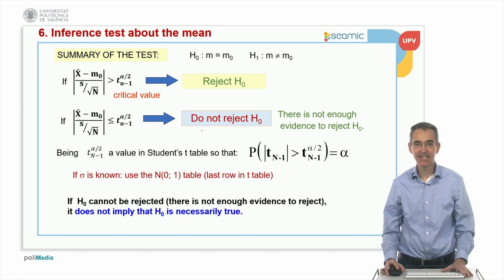When we say it here, it's better to say do not reject, because we had 15 values. Maybe with 15 values we don't have enough evidence to reject, but if we have more, maybe 1000, the conclusion can be different. So when we say do not reject, it does not imply that the hypothesis is necessarily true. This is why it's best to say reject and do not reject. This is the way it also appears in Statgraphics.